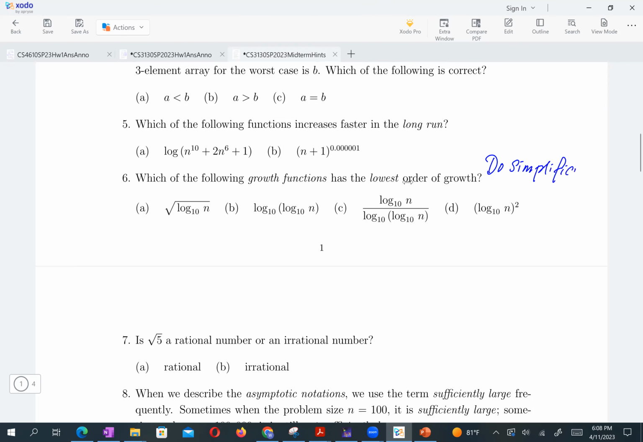What kind of simplification? The critical step is this: we do variable substitution.